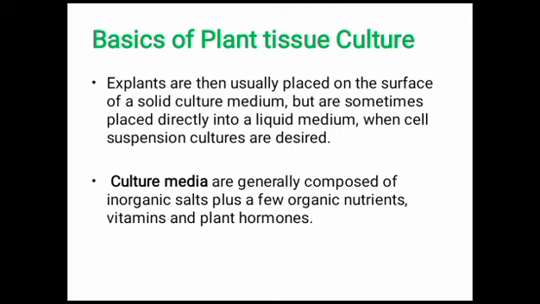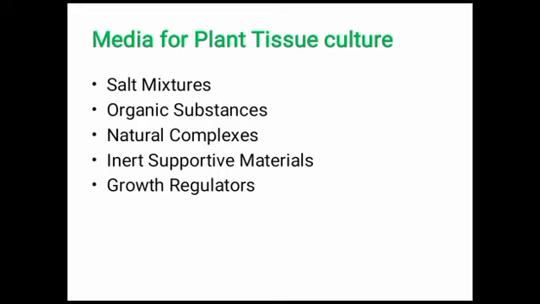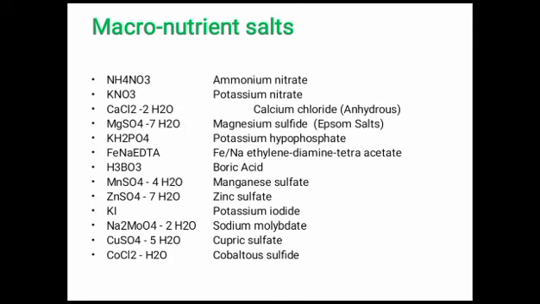So these culture media contain inorganic salts, organic nutrients, vitamins and plant hormones. Sometimes we can add antibiotics to stop the growth of other microorganisms. So this is the content of culture media. Then, these are the compositions of media for plant tissue culture: salt mixture, organic substances, natural complexes, inert supportive materials and growth regulators.